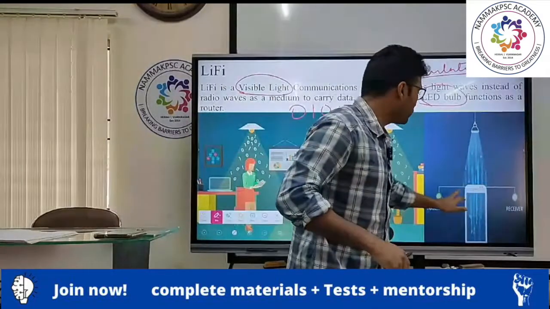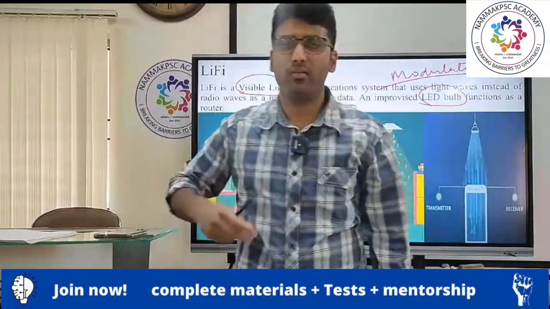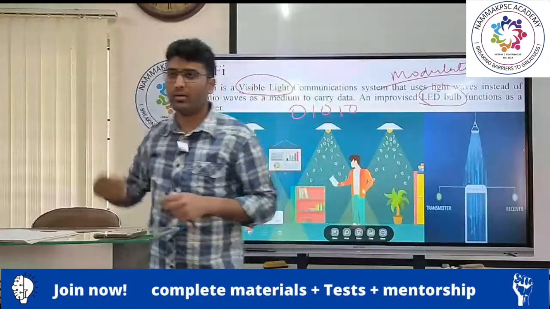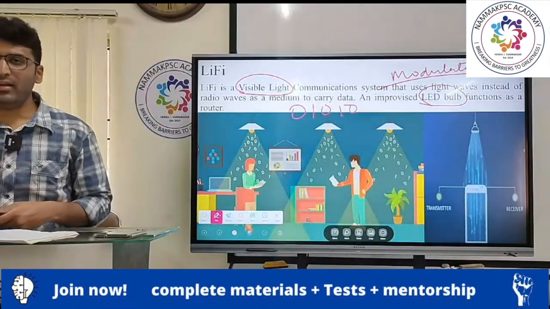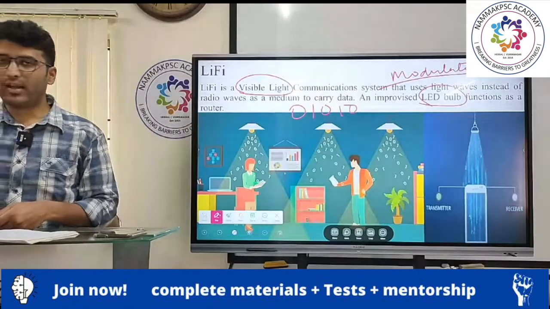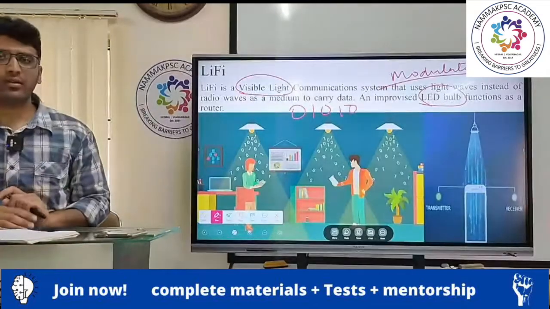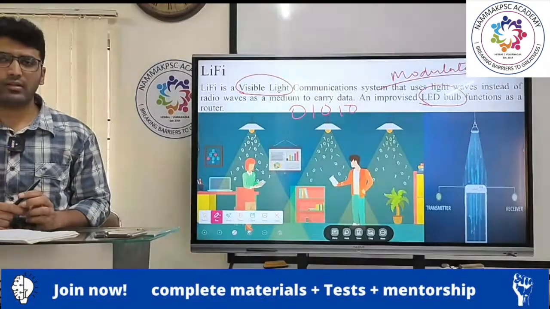Similarly, your phone can also have a transmitter which is able to send back data. And the router in your LED bulb is able to collect that data and send it back. So just like making use of radio waves from your Wi-Fi router, you can also make use of light.